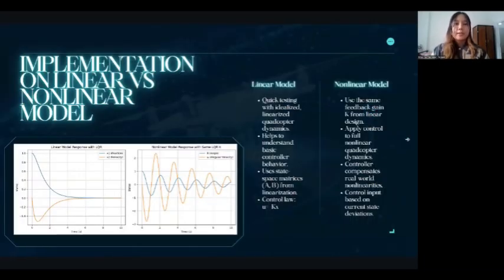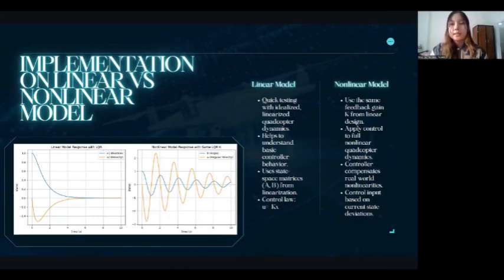Here, we have the implementation on linear versus nonlinear model. Let's first look at the linear model. We use an idealized linearized quadcopter model. It's good for quick testing and understanding basic controller behavior. The control law u equals minus Kx is applied using the A and B matrices.